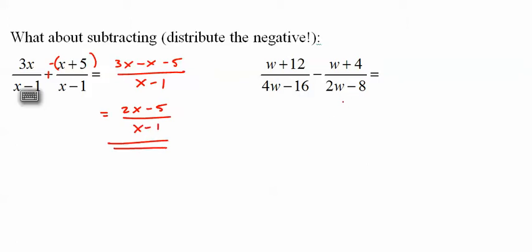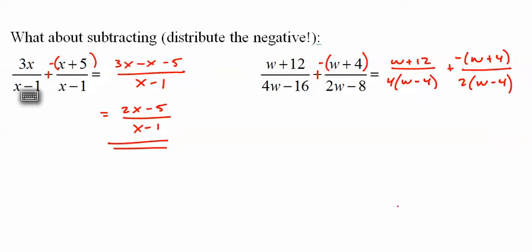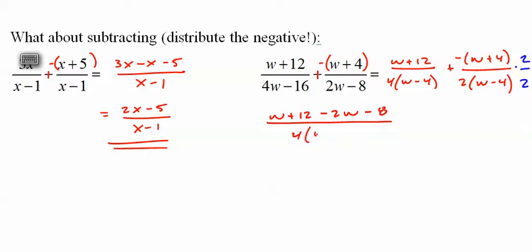This one, it's hard to see what the common denominator is. I am going to distribute the negative, and I'm going to factor so that I get w plus 12 over 4w minus 4 plus negative w plus 4 over 2w minus 4. So we look at that and we say, well, they both have w minus 4s, they both have 1, 2, but we need another 2 over here. Again, don't forget to distribute up top over here. So we get w plus 12 minus 2w minus 8 over 4w minus 4.